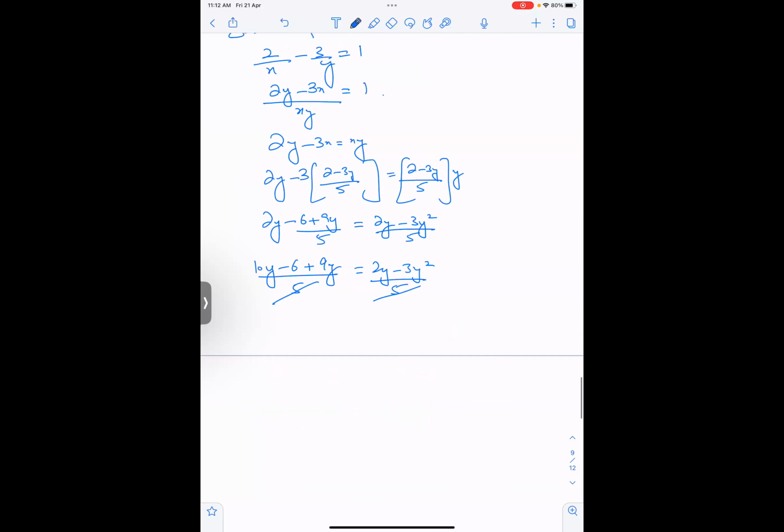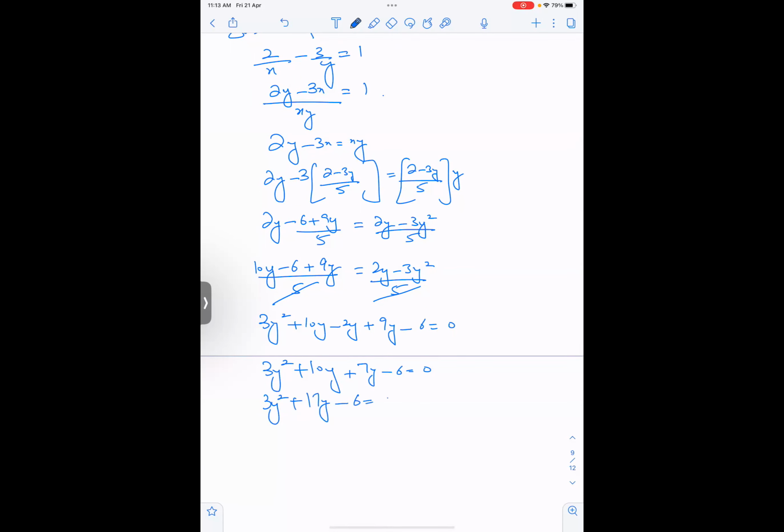Now I'm going to shift all the terms to one side: 3y squared plus 10y minus 2y plus 9y minus 6 equals 0. So this is 3y squared plus 10y plus 7y minus 6 equals 0, which gives 3y squared plus 17y minus 6 equals 0. Is there anything you don't understand up till here?